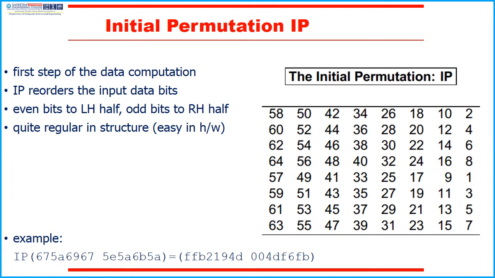Note that the examples are specified using hexadecimal. Here, a 64-bit plaintext value of the given number, which is written in left and right halves, after permuting with the initial permutation, becomes the number which is shown here.